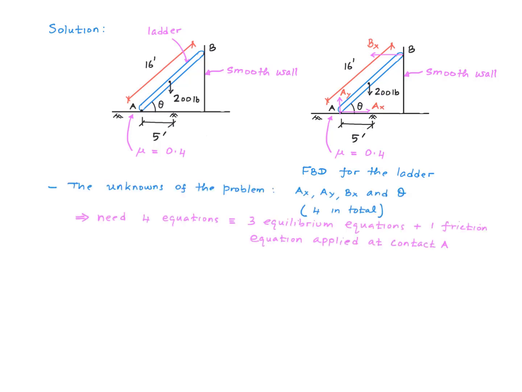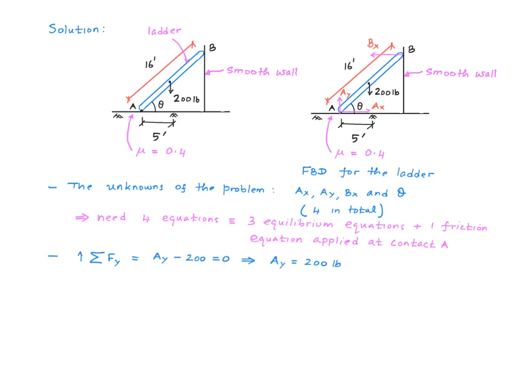In a problem like this, we should always do a little planning first. In other words, we should figure out how we're going to solve this problem. First, we go ahead and list all the unknowns of the problem. So here we have three reactions, right? A sub x, A sub y, B sub x, and this angle theta. So there are four unknowns in total. Therefore, math tells us that we need four equations to solve for these unknowns, right? This is a two-dimensional rigid body problem, and therefore we can write down three equilibrium equations. We need one more equation that's going to come from the frictional law applied at contact A. So this is our plan. Let's go ahead and write down the four equations and solve.